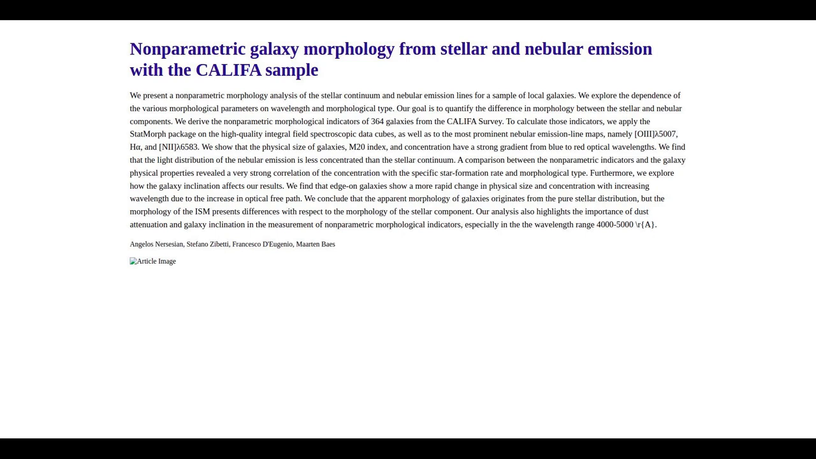We conclude that the apparent morphology of galaxies originates from the pure stellar distribution, but the morphology of the ISM presents differences with respect to the morphology of the stellar component. Our analysis also highlights the importance of dust attenuation and galaxy inclination in the measurement of nonparametric morphological indicators, especially in the wavelength range 4000 to 5000 Å.